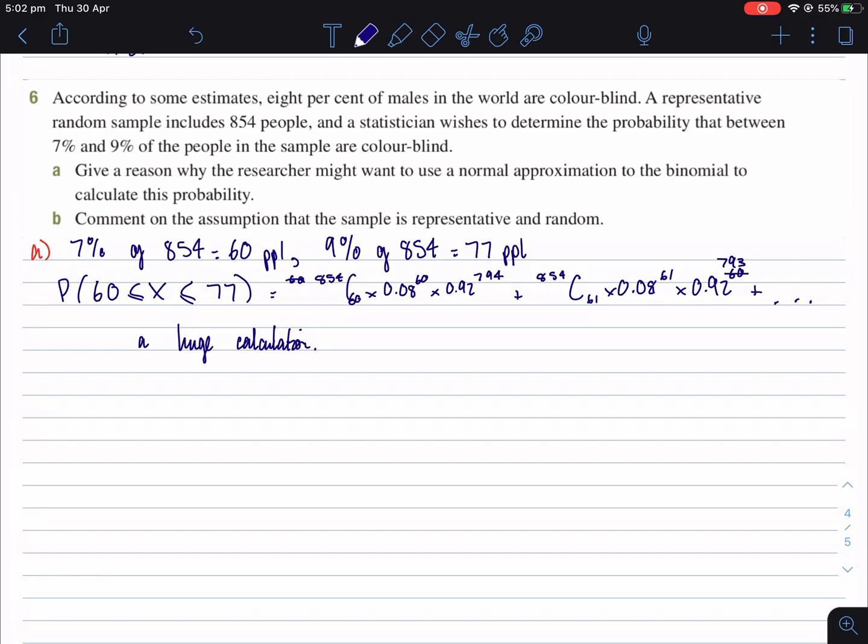So let's see if we can actually use it. np is 854 times 8%. It's 68.32, which is well bigger than 5. npq is 68.32 times 0.92, 62.85, which is, again, bigger than 5. So the normal approximation is valid.